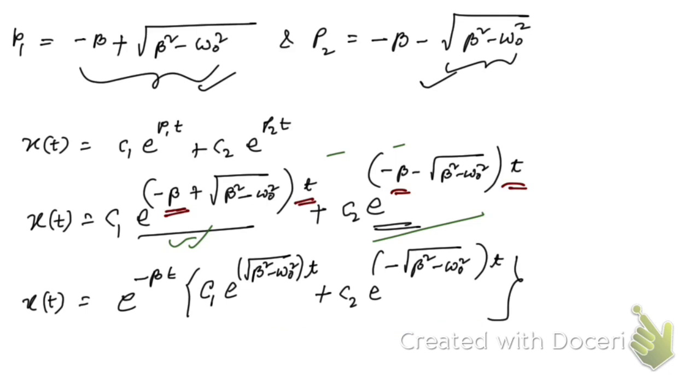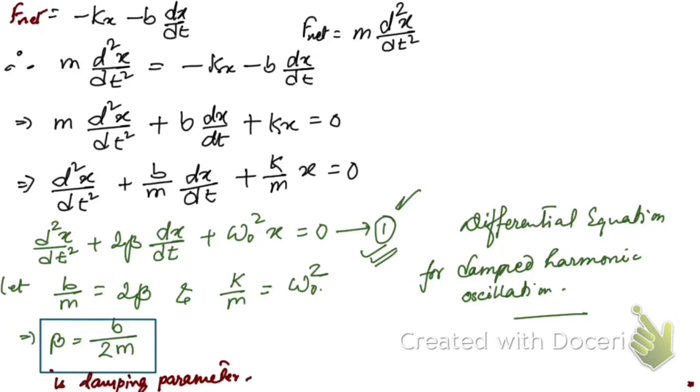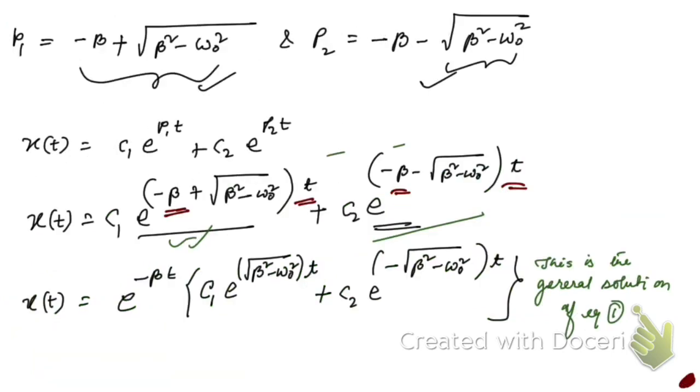So this is the general solution of equation number 1. That means it is the general solution of the differential equation that we have got for the damped oscillation. We have got the general solution of this equation. So now let me take a new slide.